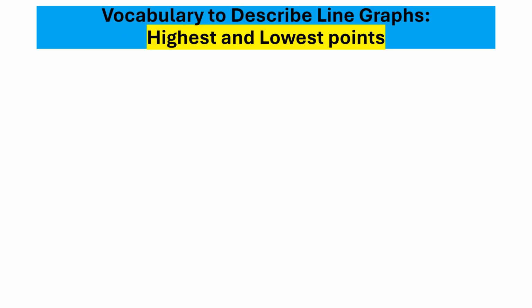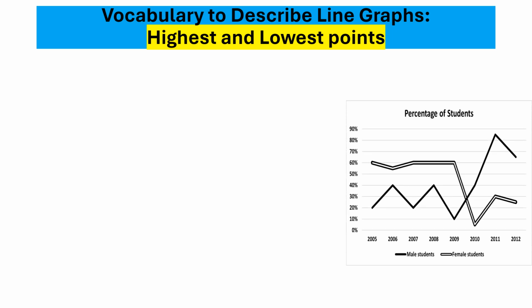When analyzing a line graph, you may notice that the data sometimes reaches its highest or lowest point before changing direction. To describe these points accurately, we use specific words and phrases. Here are some commonly used expressions, along with example sentences. As you go through them, notice how they describe the peak and lowest point in a trend.